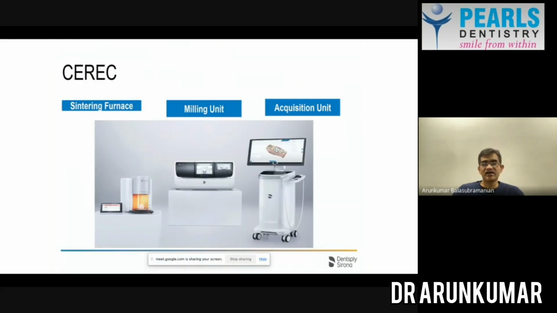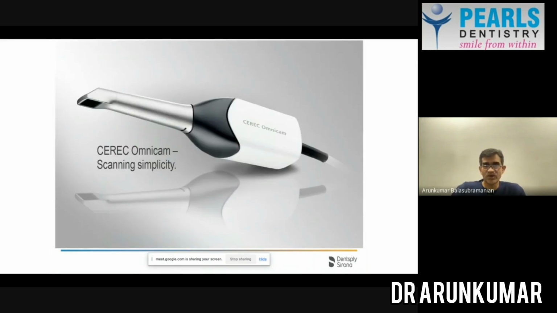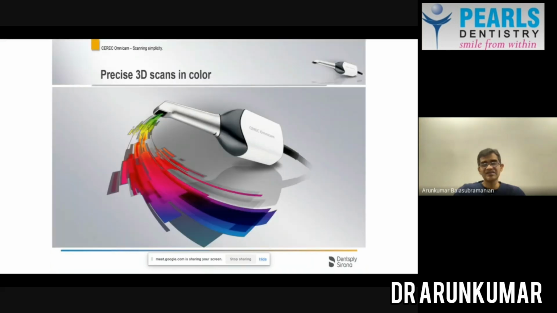So this is the unit which actually helps us to scan. That's the acquisition unit, called the scanner, where you saw me digitally scanning the patient's mouth, and then we mill it, and then we use the sintering furnace. That's basically the unit. That's the intraoral scanner. And it's a very accurate, precise 3D scan in color.